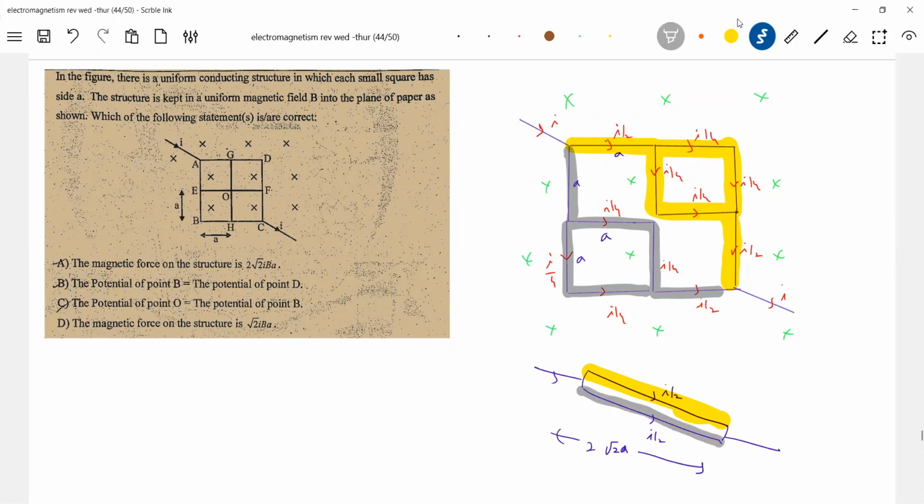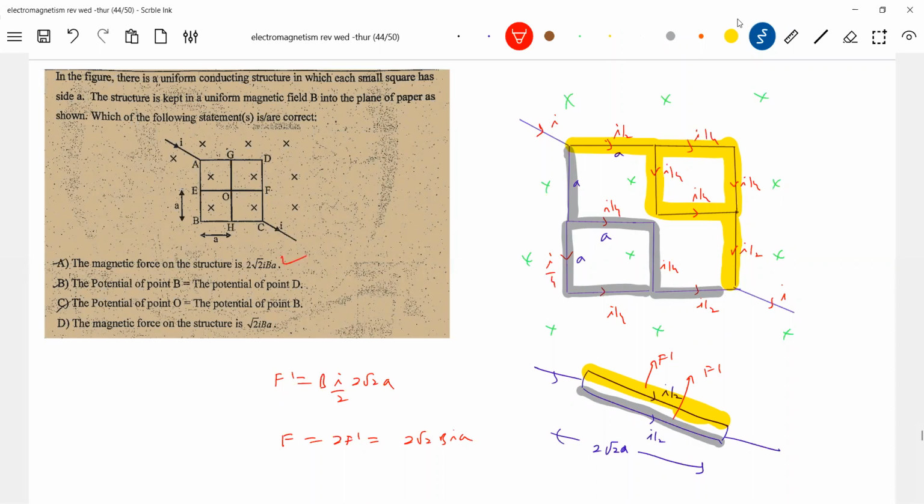Okay, see this now. What is the force on each arm? B is into the plane, and there is current. The force on this will be in this direction, and the force on this also will be in this direction. I'm just showing them at different places. F dash, F dash. What is F dash? It is B times current I by 2 times 2 root 2a. So the total force should be 2F dash, which is equal to 2 root 2 BIa. So we'll pick this option.